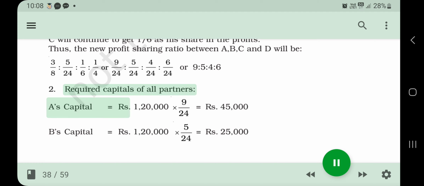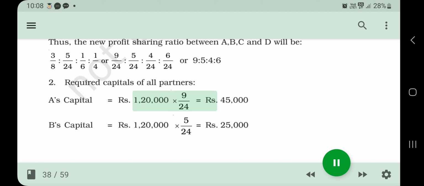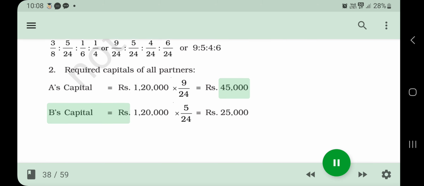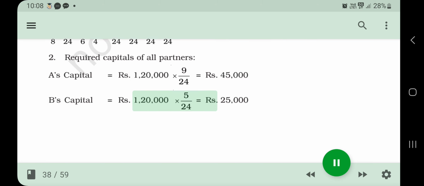2. Required capitals of all partners. A's capital equals Rs. 120,000 times 9/24, which equals Rs. 45,000. B's capital equals Rs. 120,000 times 5/24, which equals Rs. 25,000.